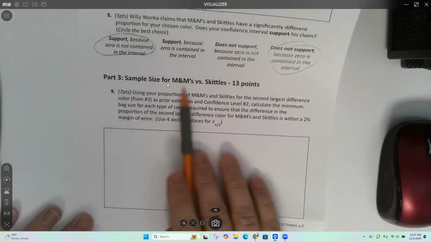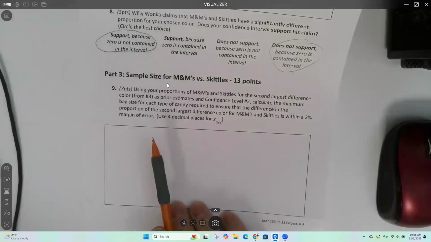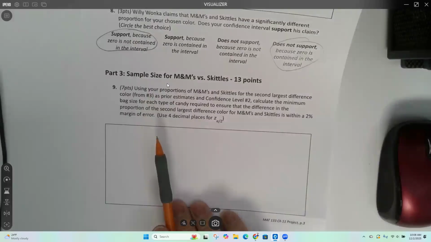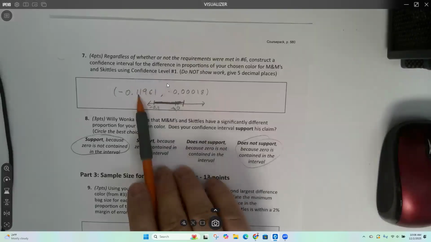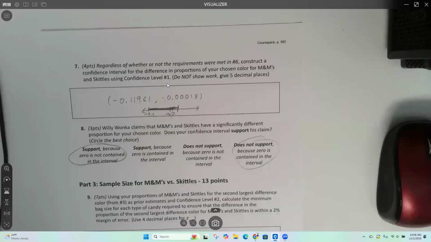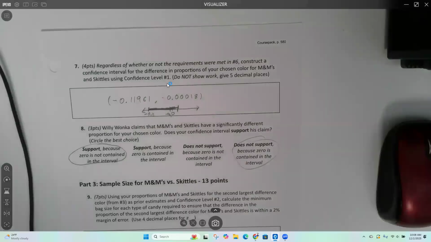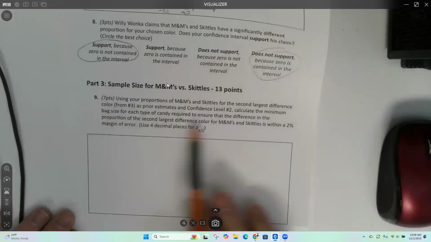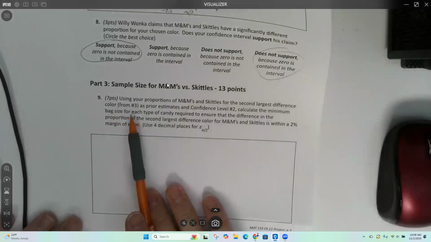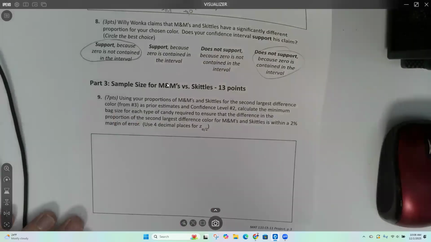Next, we're going to look at redoing this to get more accurate, because I've got a pretty big range. This is 11% down to 0%. So an 11% range is pretty big. If I wanted to be more accurate, I would need a bigger sample size. How big of a sample size? That's what we're going to look at next.